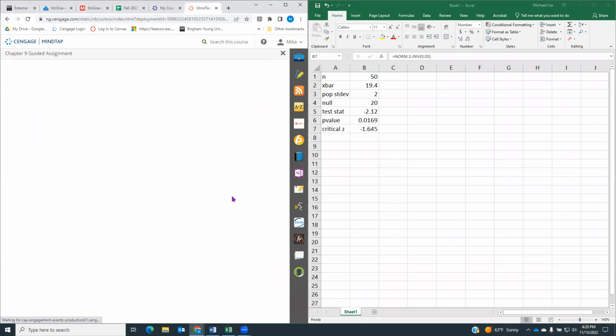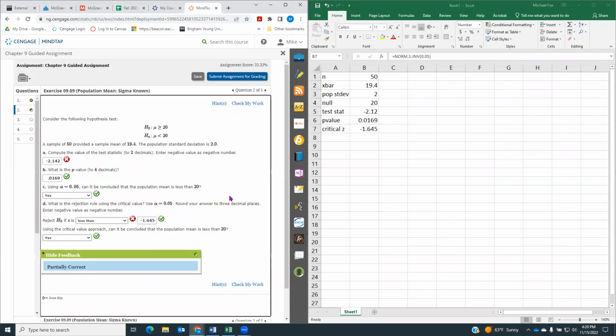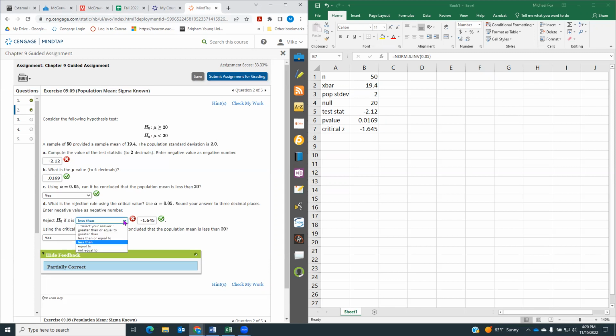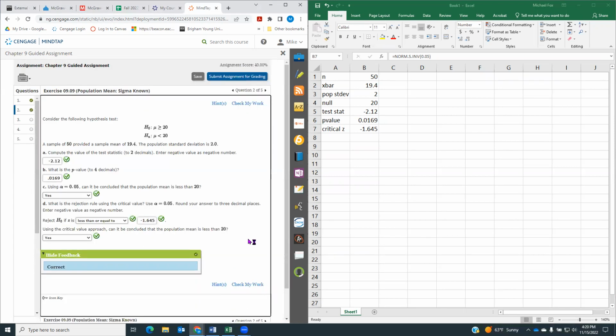So I'll check my work and make sure it's right. Uh-oh, looks like I messed up. Let's see, compute the value of the test. Oh, I just wanted 2 decimals. I was like, wait a minute. So this says that we're going to reject the null hypothesis if z is less than or equal to. Sorry, that's my bad. Let's see if that works for us. Okay, so there's problem number 2.